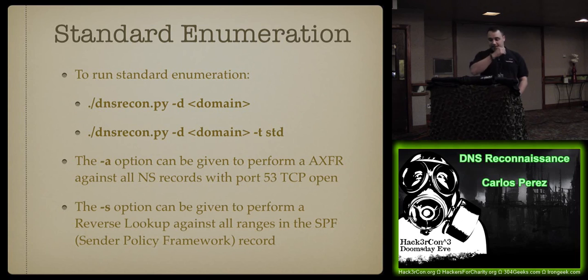So when we start using DNS enumeration, for the standard enumeration we just give it a -d and the domain name, or we can do -d domain name and -t for the type of enumeration, and we can give it standard. I can also tell it to do a zone transfer, and I can do that by just giving it -a. It will perform a zone transfer. Even if the zone transfer is successful against one DNS server, I'll also test the others. In addition to that, I will still enumerate the records, and I'm going to tell you why.